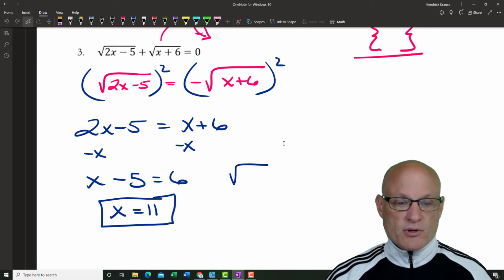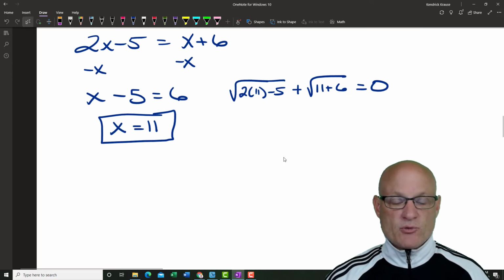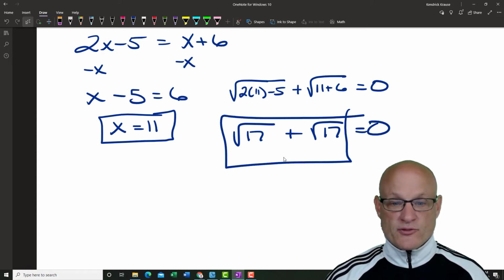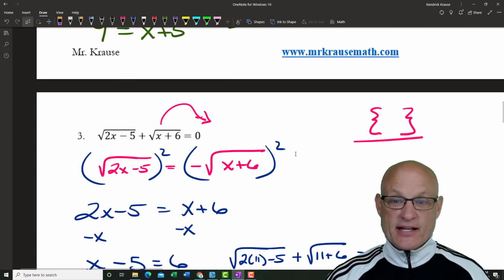Let's see. The square root of 2 times 11 minus 5 plus the square root of 11 plus 6. That definitely equals 0, right? Wait. This is the square root of, let's see, 22 minus 5 is 17. So this is the square root of 17 plus the square root of 17 equals 0. Well, the square root of 17 plus the square root of 17 is not 0. It's definitely not 0. So just because you came up with an answer doesn't mean there's actually a solution to the problem. This is the answer, empty set.